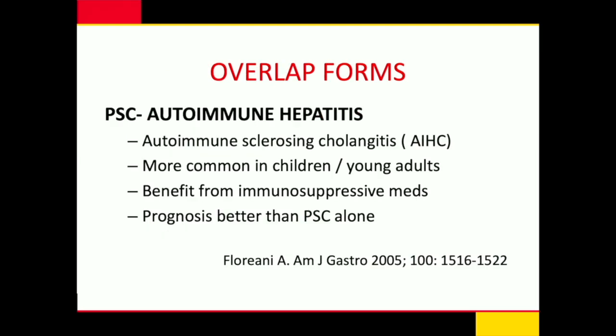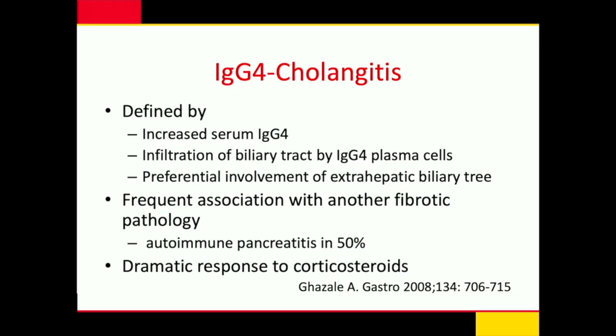Another overlap form to be aware of is PSC with autoimmune hepatitis, which is more common in children and young adults. And these patients benefit from immunosuppressive medicines, so it is important to identify them. And again, the prognosis is better than with PSC alone.